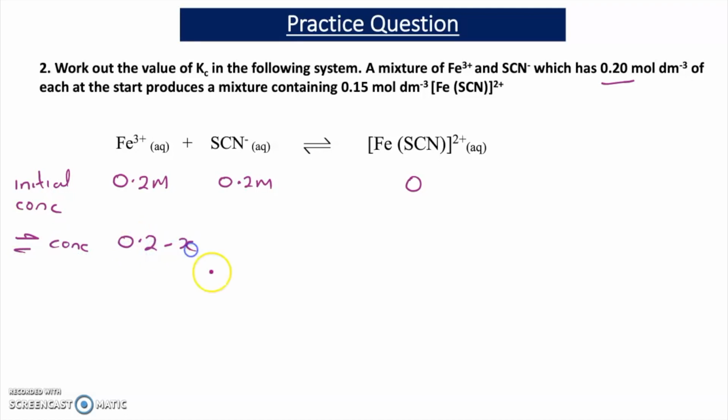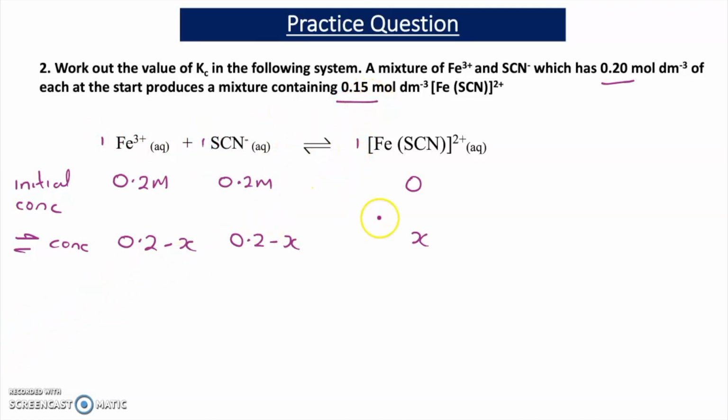Now at equilibrium, the concentration of Fe3 plus can be represented by 0.2 minus X, if we let X be the number of moles that react. And once again, it's X here because there's 1 mole of Fe3 plus in the equation.